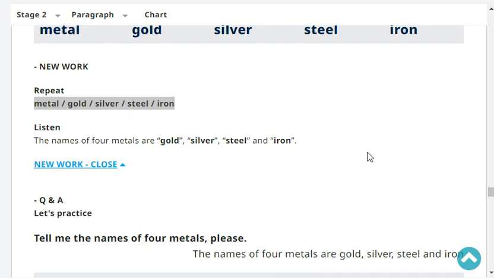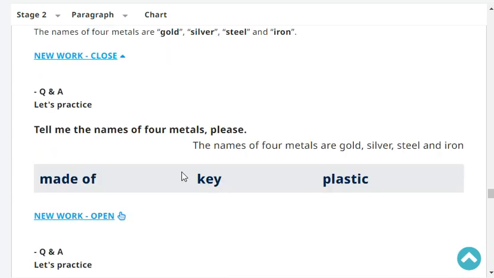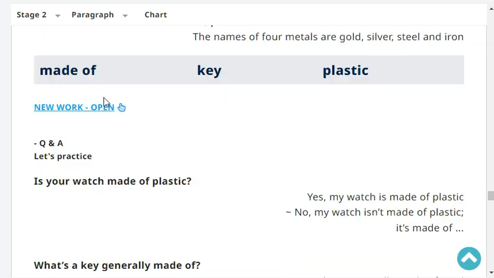The names of four metals are gold, silver, steel, and iron. Let's practice. Tell me the names of four metals, please. The names of four metals are gold, silver, steel, and iron. Very good.